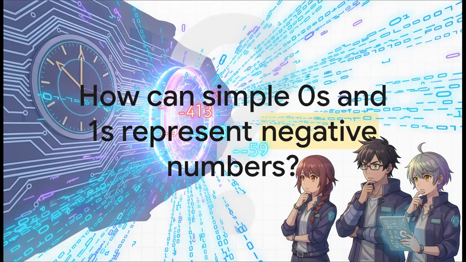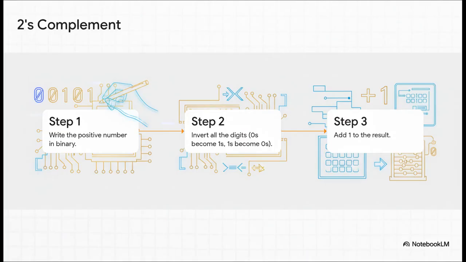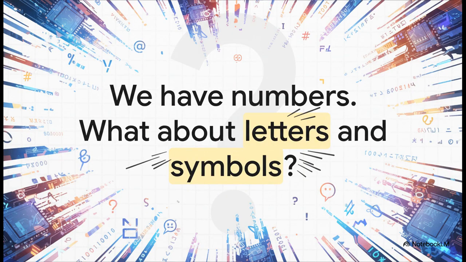Okay, but what about negative numbers? How can simple zeros and ones possibly represent something like that? Well, they use a clever trick called the two's complement. You just write the positive, invert the digits, and add 1. All right, numbers are sorted.